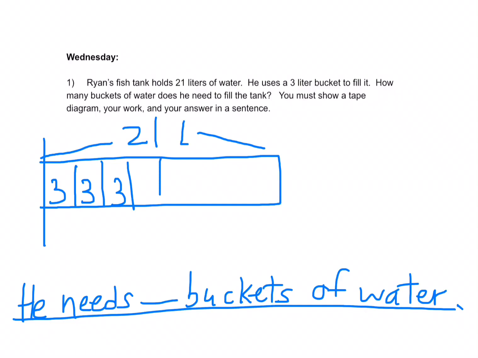9, another bucket. 12, 15, 18, 21. Let's just double check that. 3, 6, 9, 12, 15, 18, 21. That's right. Now you can see something here.